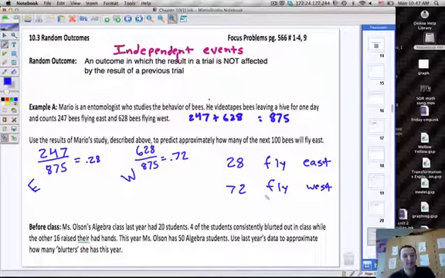So before class, Ms. Olson's algebra class last year had 20 students. 4 of them consistently blurted out in class, while 16 raised their hands. This year, Ms. Olson has 50 algebra students. Using last year's data, how many blurters does she have this year?